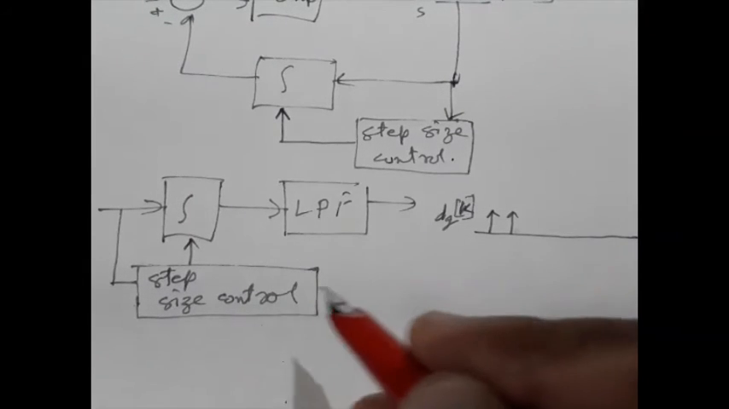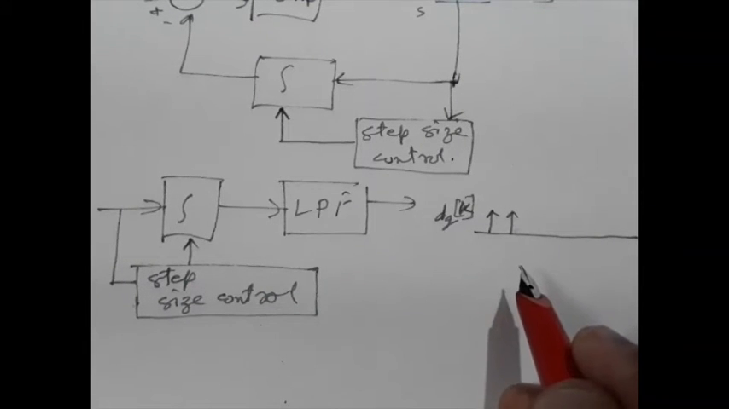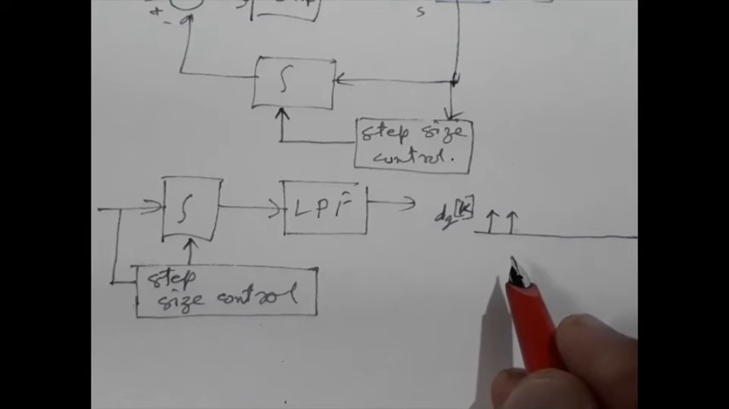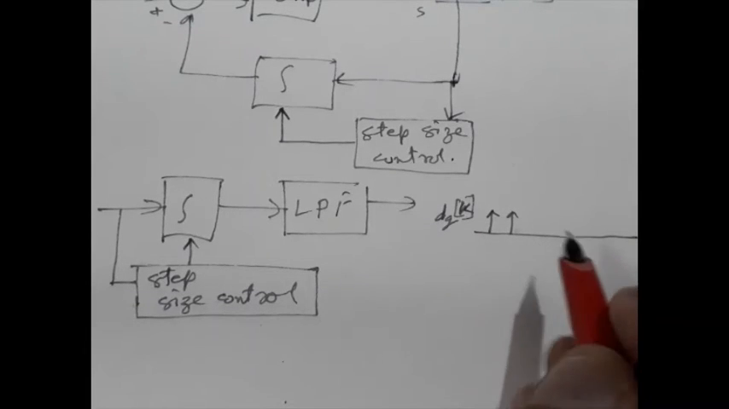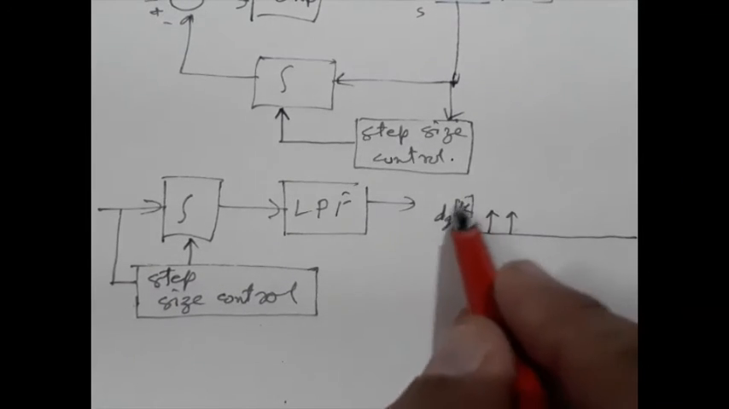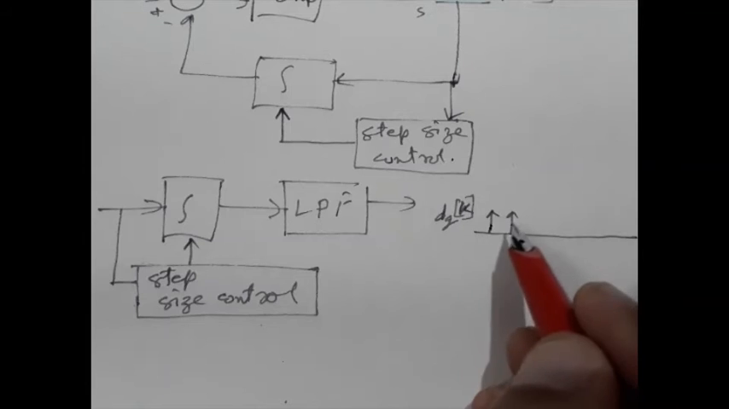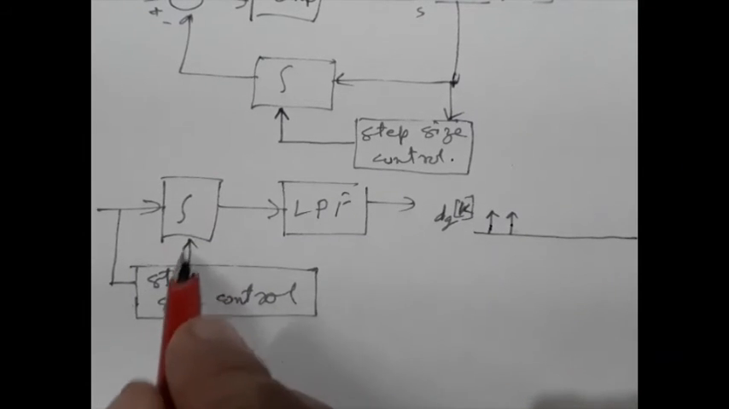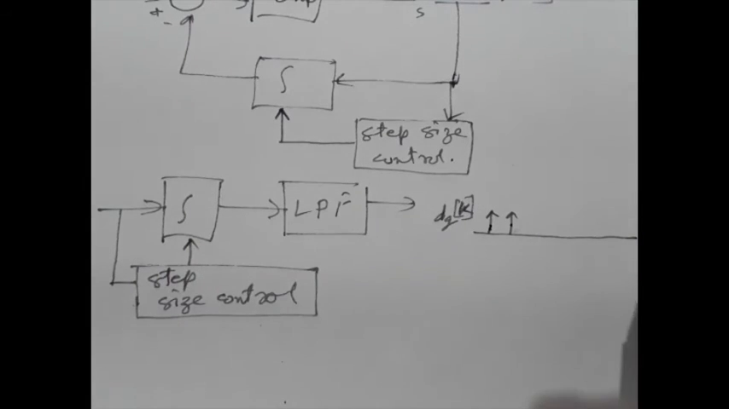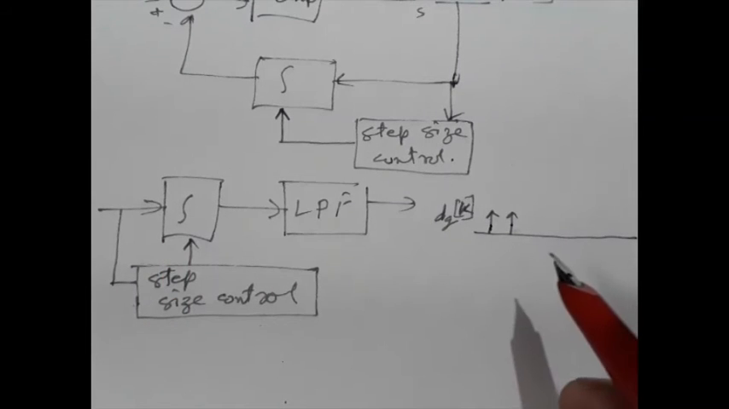But how it will be controlled is a different issue, and a lot of logics are there, like the space shuttle logic. But the step size control actually collects this dqk and observes whether the previous sample and the current sample are in the same direction or not, and depending on that it tells the integrator to change its step size. That means it gives the signal so that the integrator step size is changed. So this is how it works.